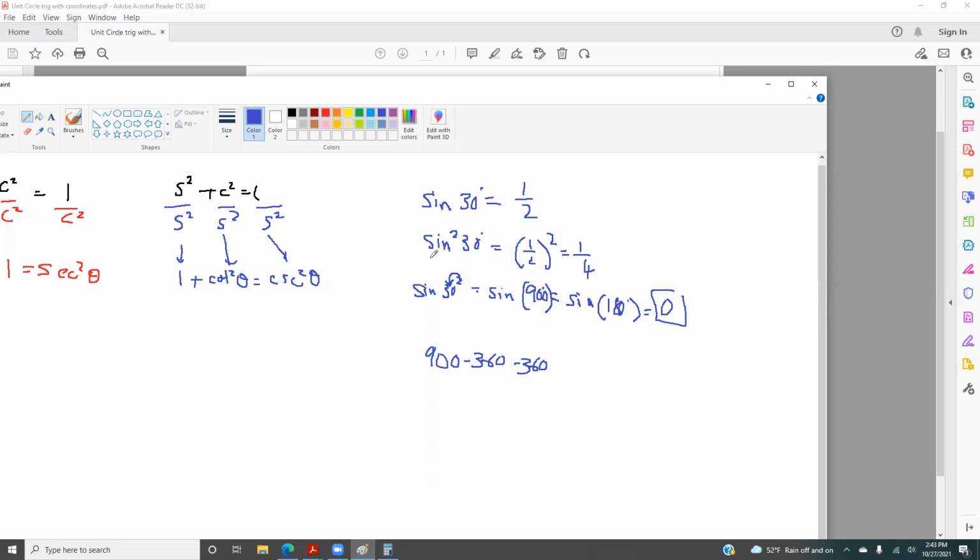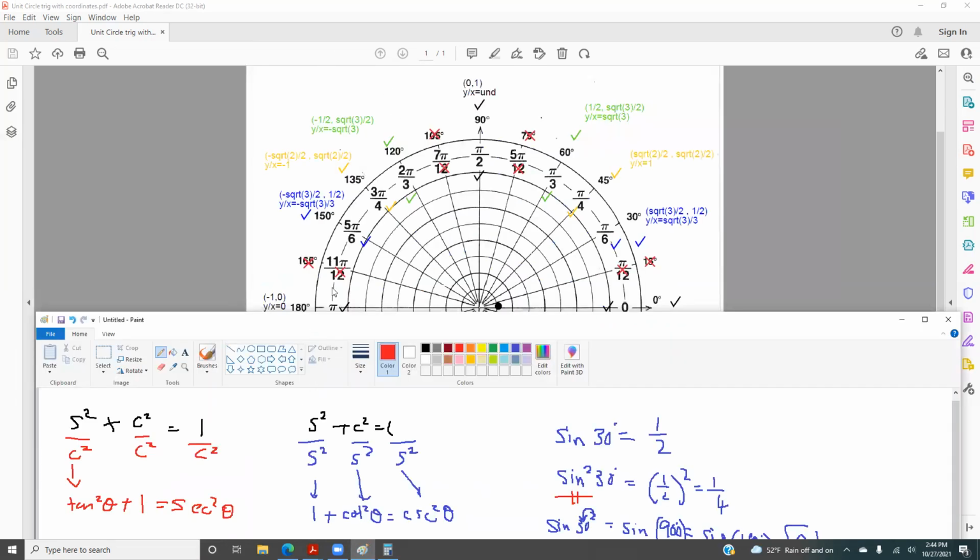So your answer is not the same. Sine squared 30 degrees is a quarter. Sine 30 degrees squared is 0. So again, there's a reason why these two are not the same. They are not the same. That's why I want to point this out to you guys.